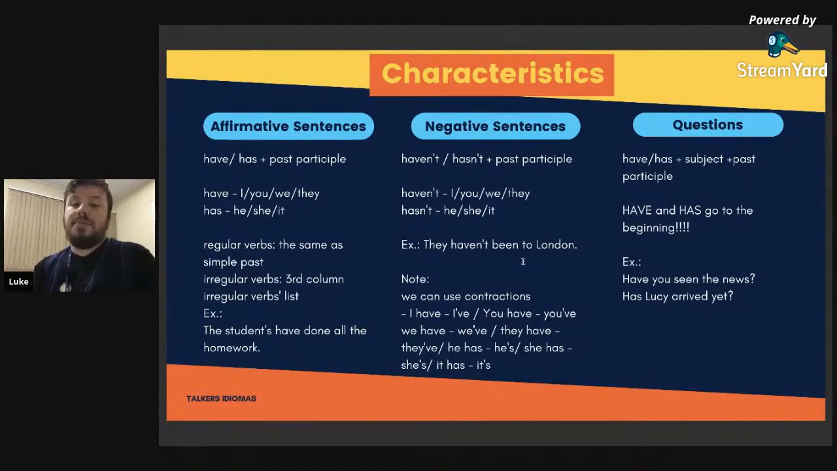An example for you. They haven't been to London. This is the negative, right? They haven't been to London.